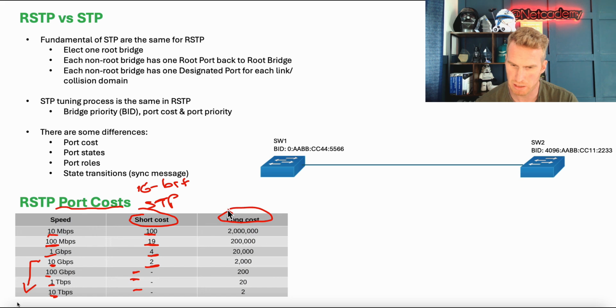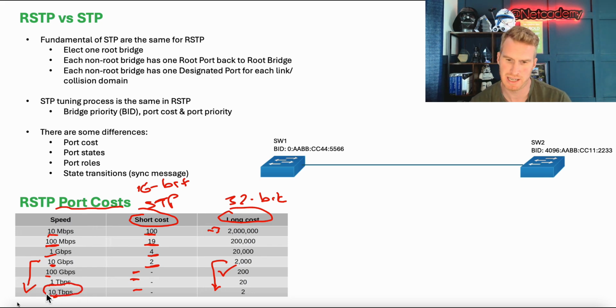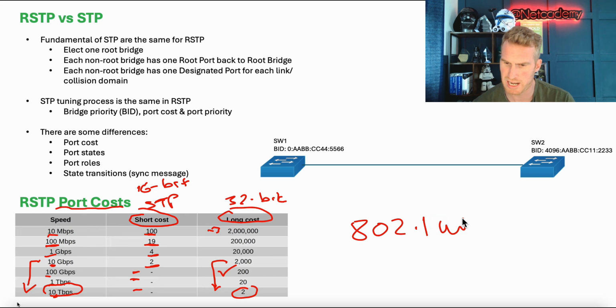Whereas with the long cost value, because this has a 32-bit value, you can see that the costs are obviously a lot bigger because there's more room to play with. And now we can actually accommodate from 10 gigabits up. Now, really, are you going to be having 10 terabits per second in an access network at layer 2? Honestly, I don't know. It's not for me to say. But the RSTP protocol, which is defined in the 802.1w standard, does allow for that, and therefore it becomes future-proof. Will we ever see 10 terabits or even 1 terabit per second at the access layer? I don't know. But again, the standard allows for it.